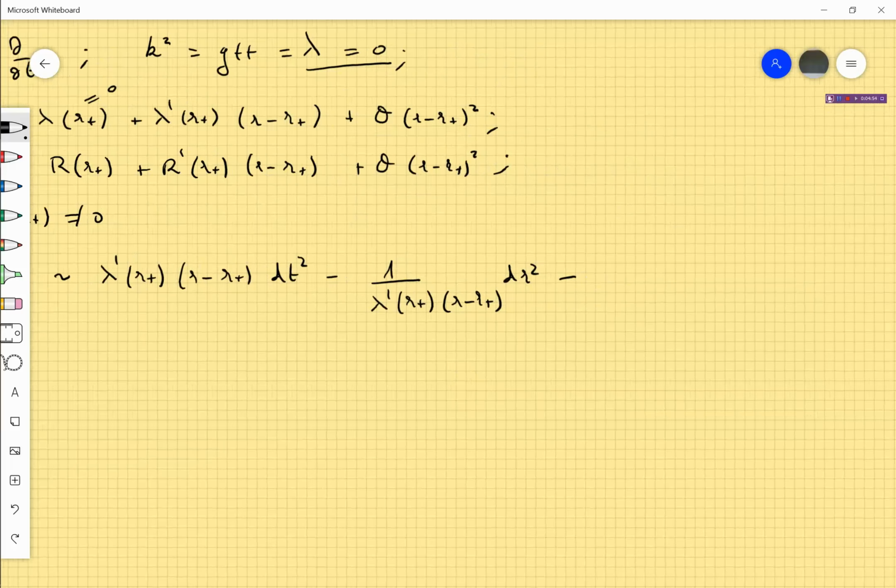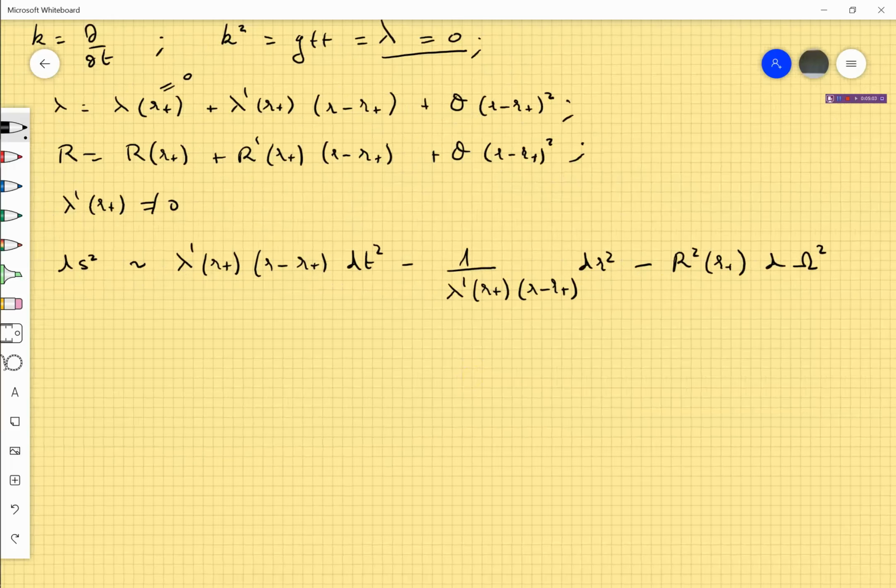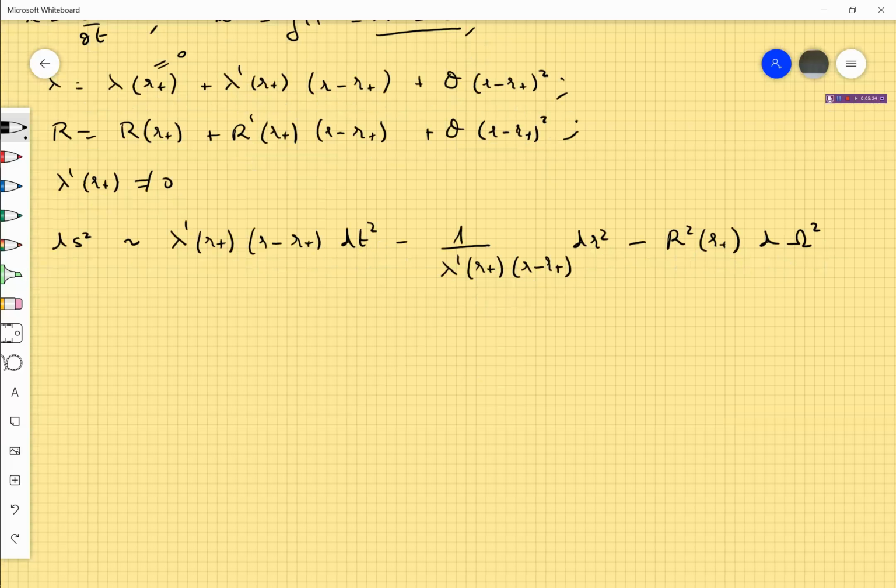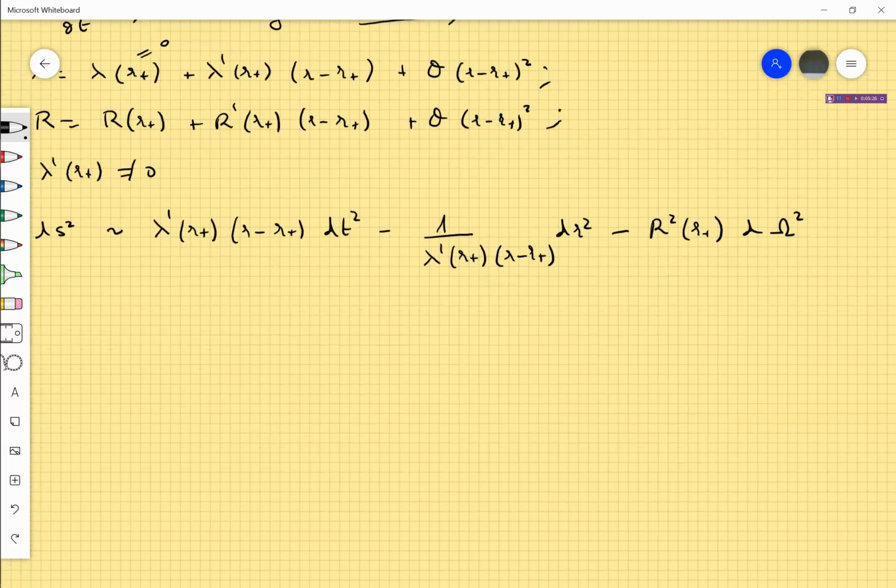Minus, and the leading term here for R is just R squared of r plus, which will be some constant value. Suppose that we are using coordinates in which R squared of r plus is different from 0. If it was 0, then probably this would not be a horizon, because when this angular part of the metric vanishes, it disappears from the metric. This is typically the sign of a curvature singularity, so that case will not be included in our considerations.